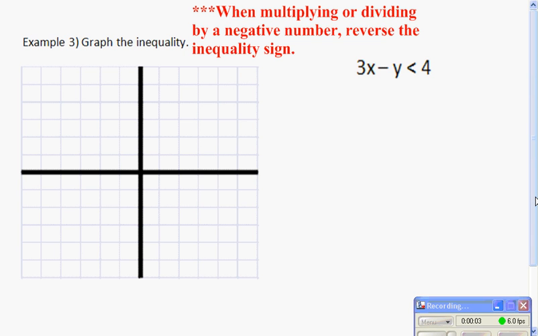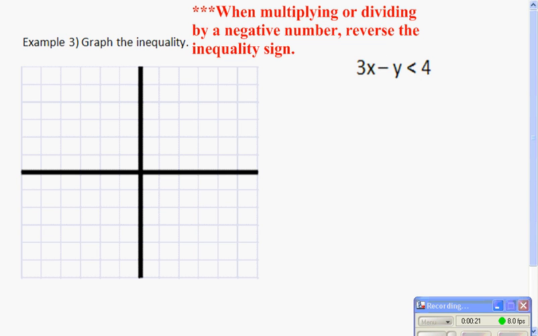2.5 part 2. Big example here is example number 3. A big note is when you multiply or divide by a negative number, you need to reverse your inequality sign. So this is an example. This is a big example here.